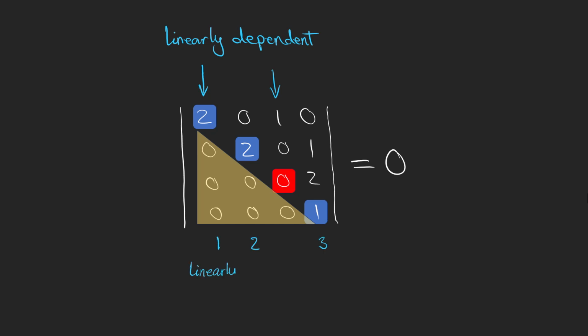Geometrically speaking, only 3 independent directions are present. The fourth vector does not add a new direction, so the shape lies in the 3-dimensional subspace instead of filling the whole 4-dimensional space. As a result, its 4-dimensional volume is 0, and so its determinant is 0.